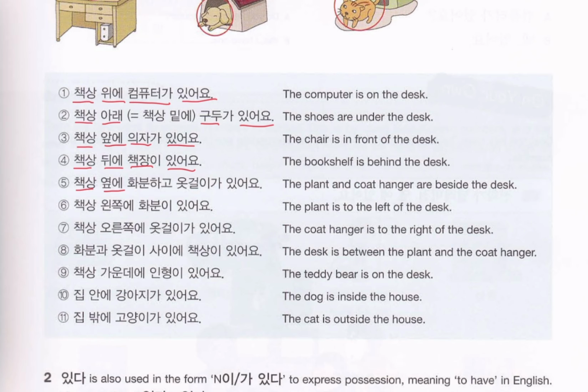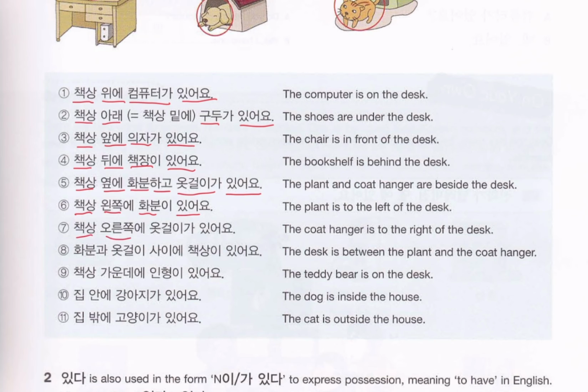책상 옆에 is beside. 화분 is plant. 하고 is and. 옷걸이 is hanger. 있어요, have. 책상 옆에 화분하고 옷걸이가 있어요. The plant and hanger are beside the desk. 책상 왼쪽 is left side. 화분 is plant. 있어요, have. 책상 왼쪽에 화분이 있어요. The plant is left of the desk.